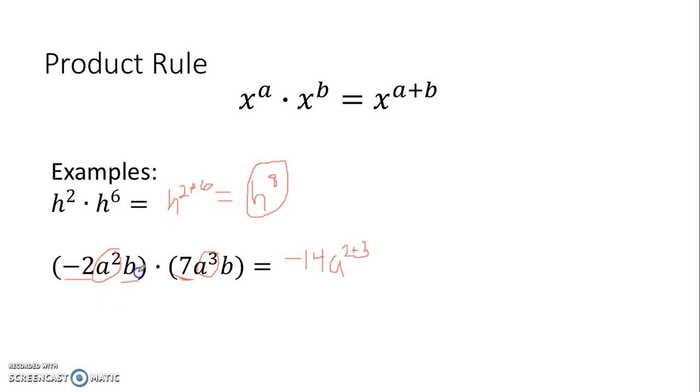And then let's look at our b's. We have b times b. So b times b, we have b. And remember, b with no exponent on it is b to the 1st power. So when we have two regular b's, we have b to the 1st power times b to the 1st power, so b to the 1 plus 1 power. So then, when we simplify all this down, we have negative 14a, 2 plus 3 is 5, and then times b, 1 plus 1 is 2. So our final answer is negative 14a to the 5th power, b to the 2nd power.